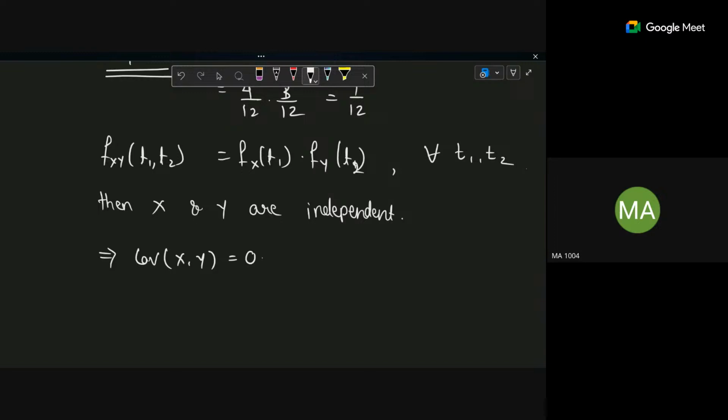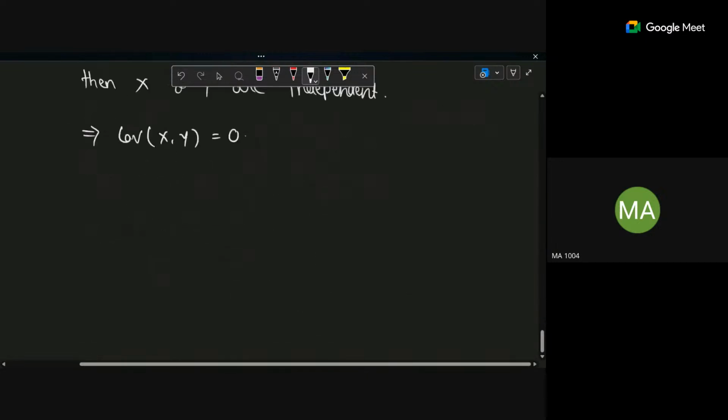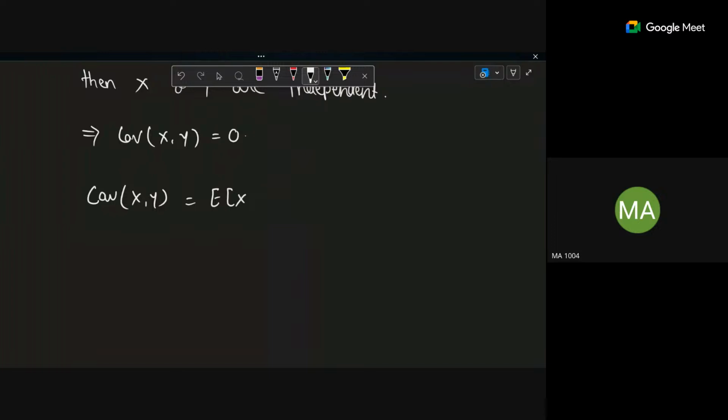Now, this is one method where you have to check all these 6 quantities, whether they are giving you the product of marginals or not. The second one is the classical way where you just calculate expectation of xy minus expectation of x into expectation of y. Can you tell me expectation of x and expectation of y? This you can calculate, right? What about xy?